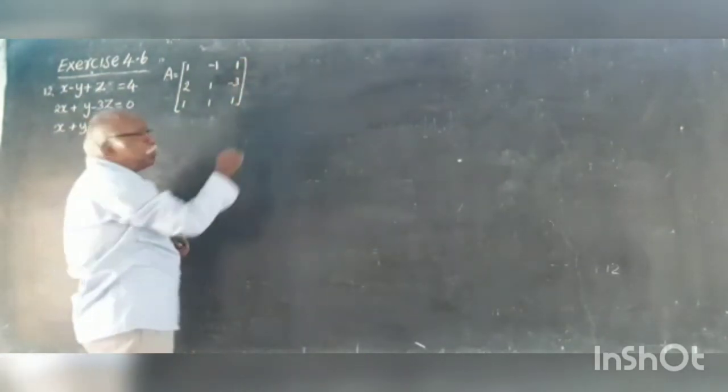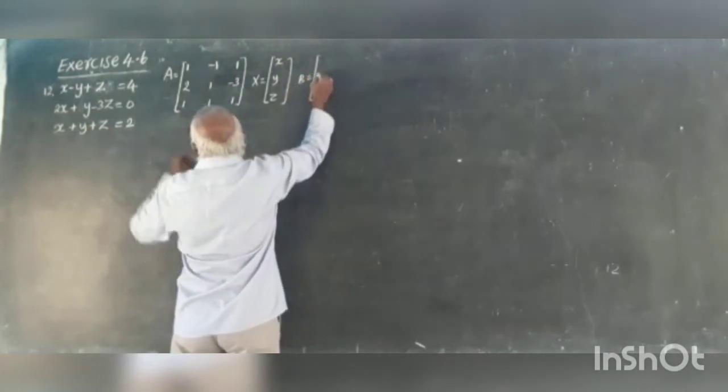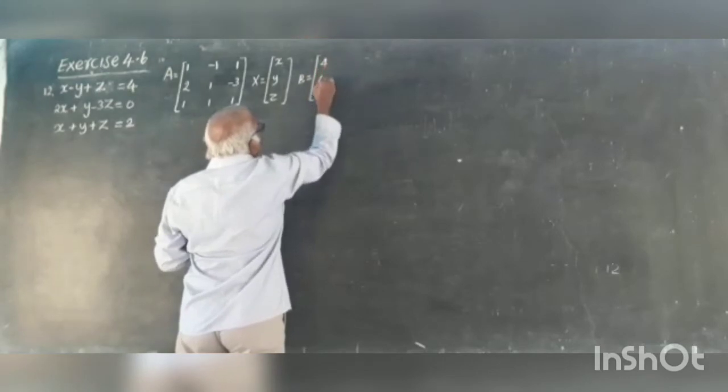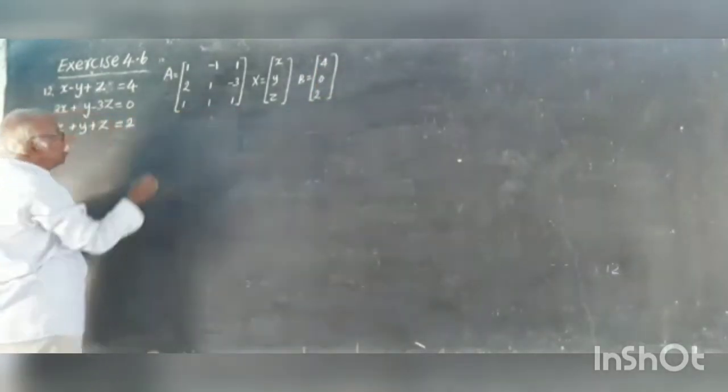Then write the variable matrix X: x, y, z. Then write the constant matrix B: 4, 0, 2. Then find the determinant of A.